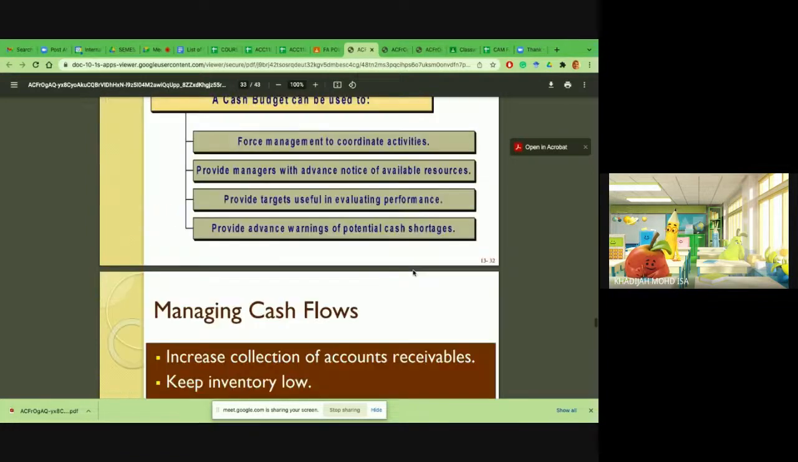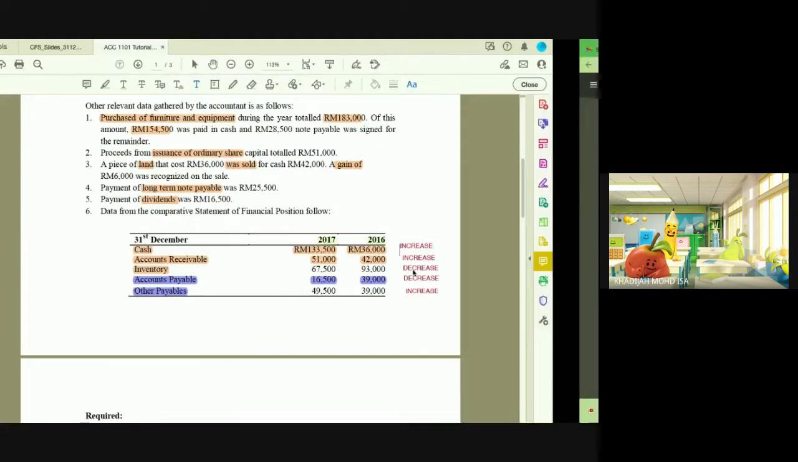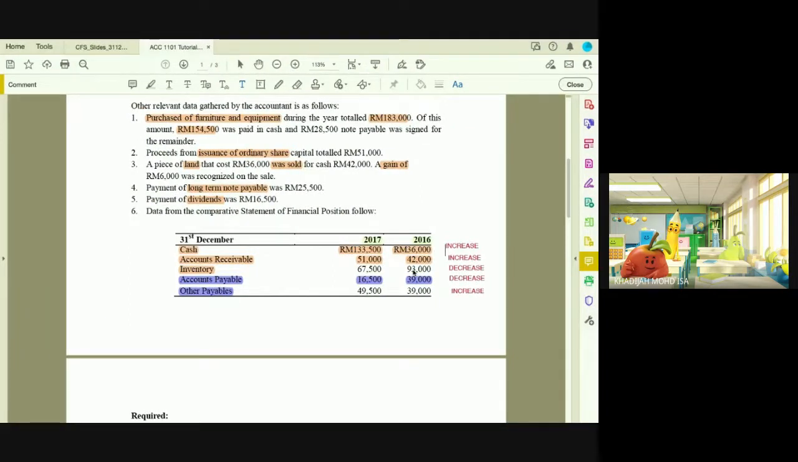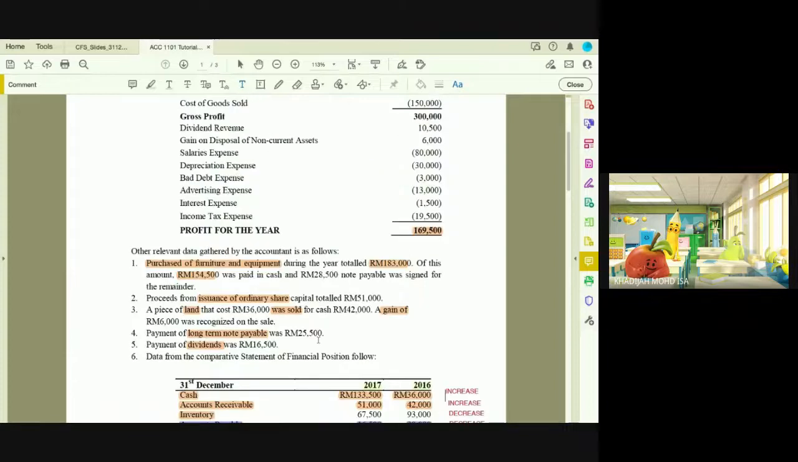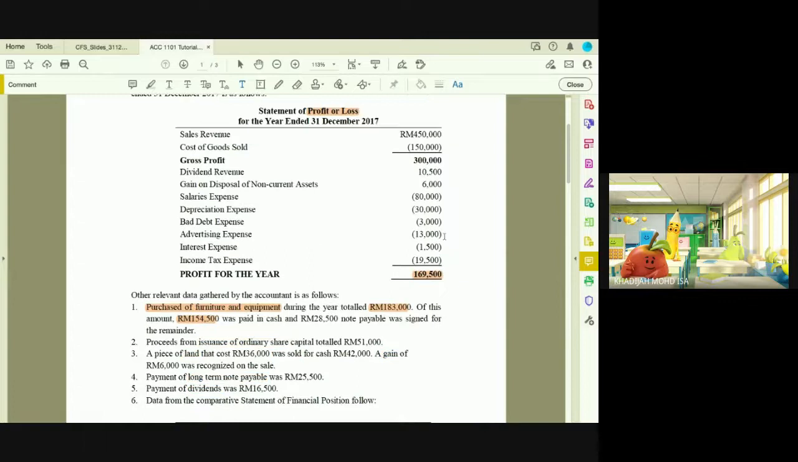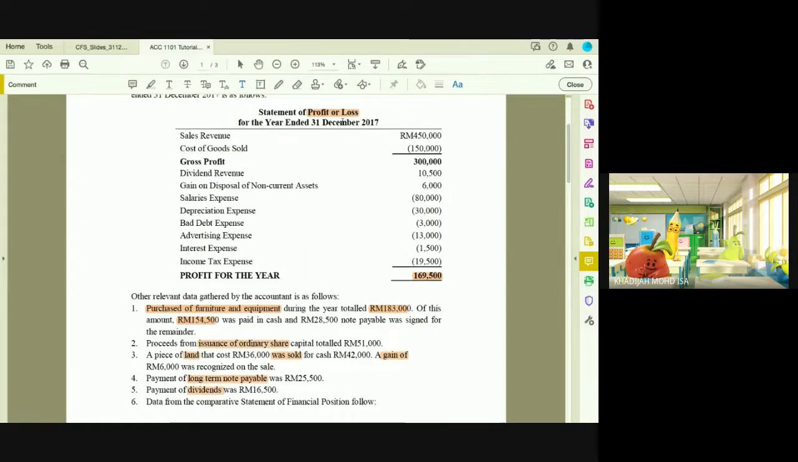Okay, so let's do again the tutorial just now. Starting from profit before tax, you start with your 169,500. And then you're going to look into your profit and loss account. So look for the non-cash expenses and income. We do have this gain on disposal.